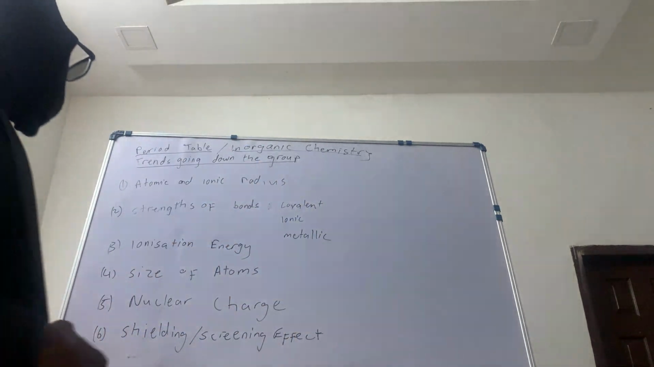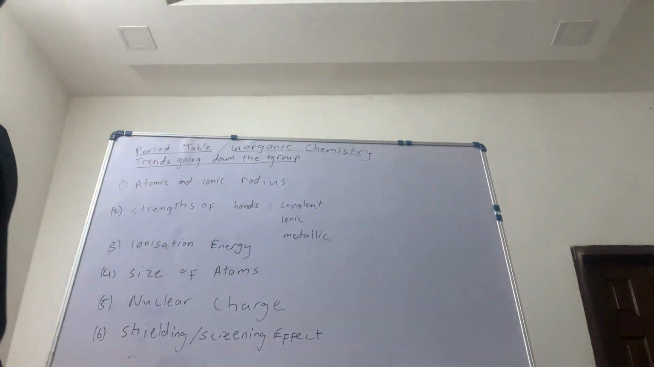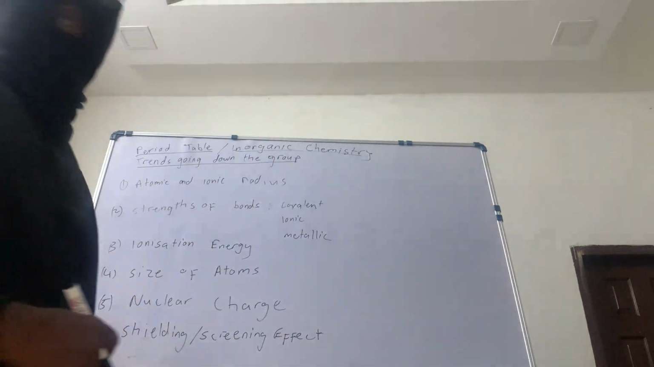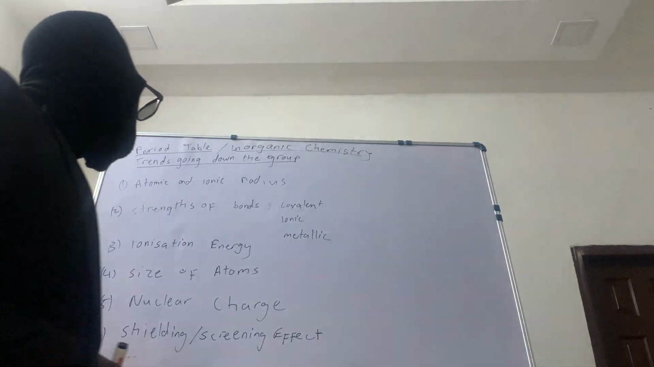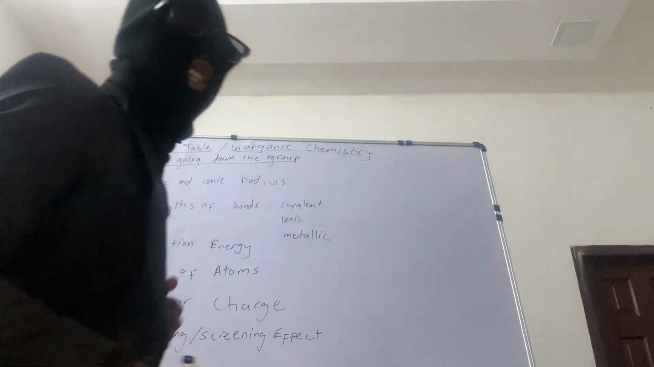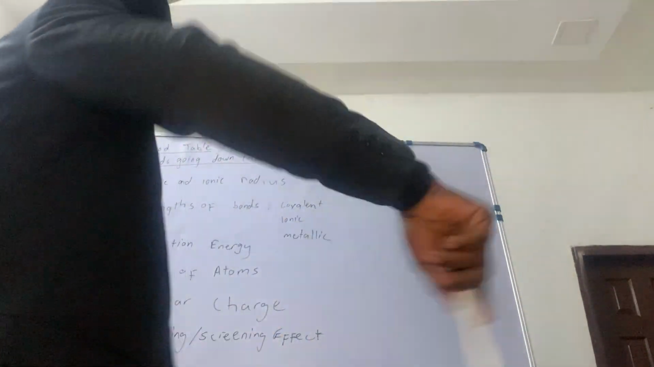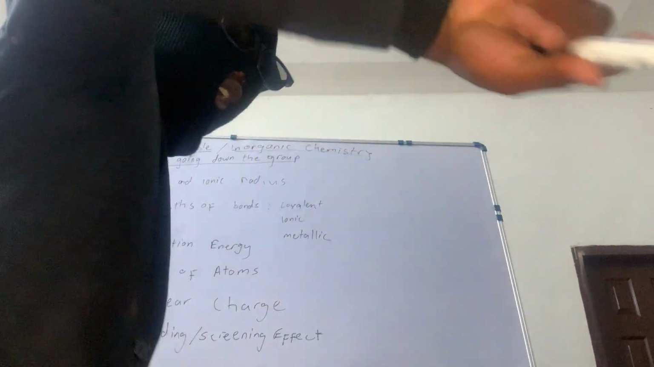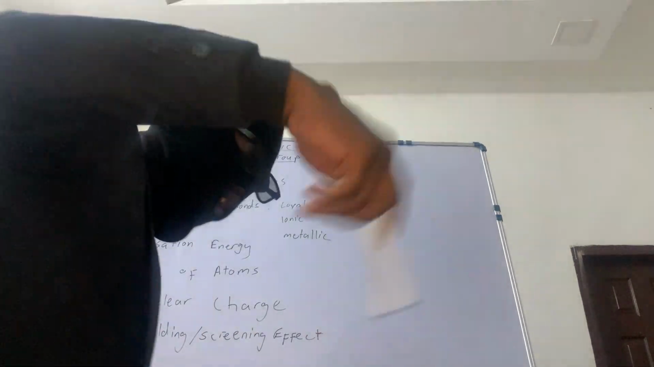We are talking about the strength of the bond. Back in the days, we were performing covalent bonding. Ionic bonding was also performed, and metallic bonding was also performed. Covalent bonding was between non-metals. Ionic bonding was between a non-metal and a metal. Metallic bonding was between metals.